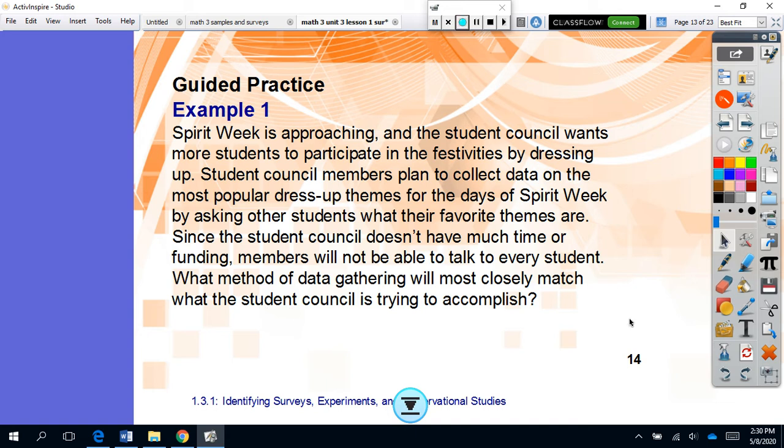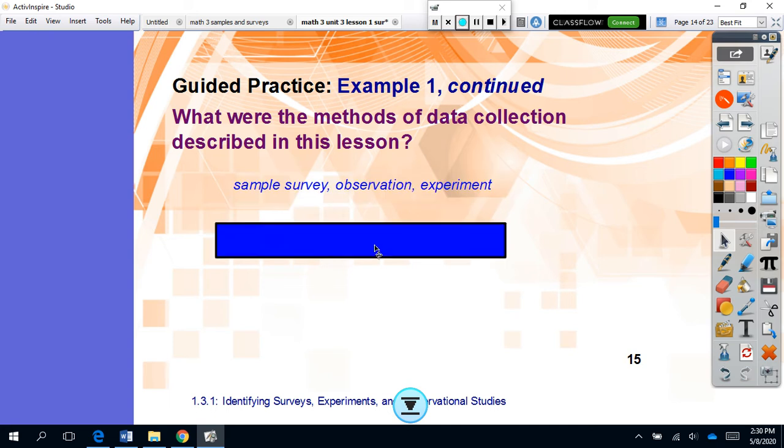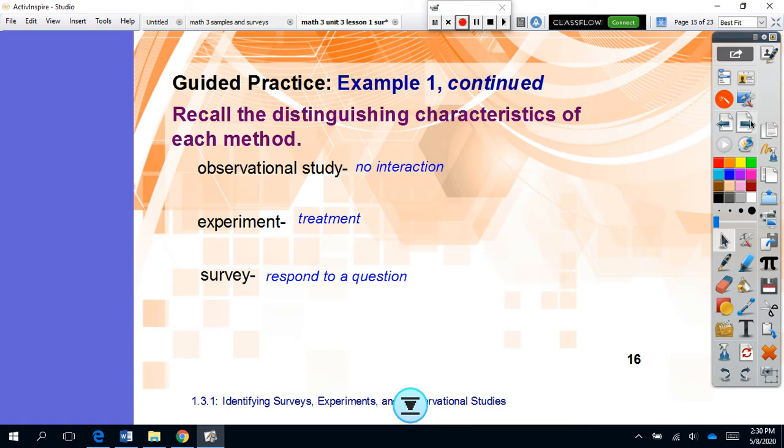I know you probably already know the answer, but I'm going to break it down just in case. So the first thing they're going to do is remember the types of methods they could use. They could use a sample survey, an observation, or an experiment. And what do those do? Well, in an observational study, there is no interaction. Experiment, there's a treatment, and a survey, basically they're responding to a question.